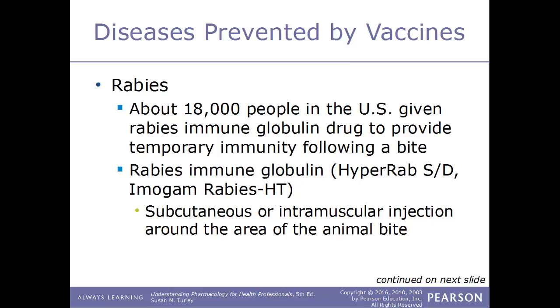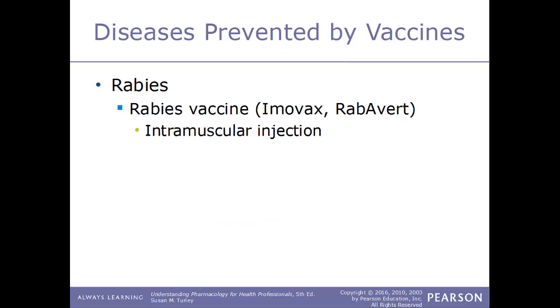About 18,000 people in the U.S. are given the rabies immunoglobulin drug to provide a temporary immunity following a bite from an animal that is suspected to be rabid. Now, the rabies immunoglobulin, also known by its brand names HyperRAB SD and also Imogam Rabies-HT, is a subcutaneous or intramuscular injection around the area where the person was bitten by the animal. And the regular rabies vaccine, its trade names include Imovax and RabAvert. And this is an intramuscular injection.